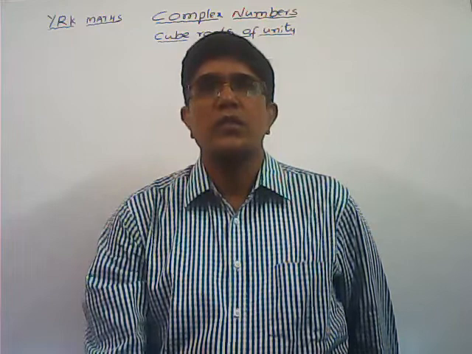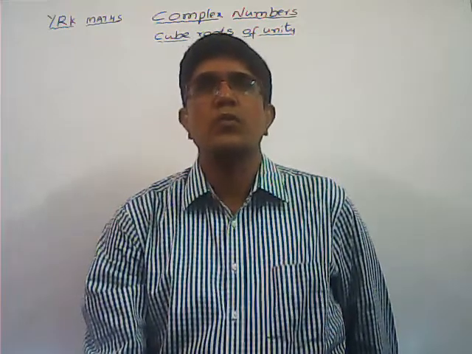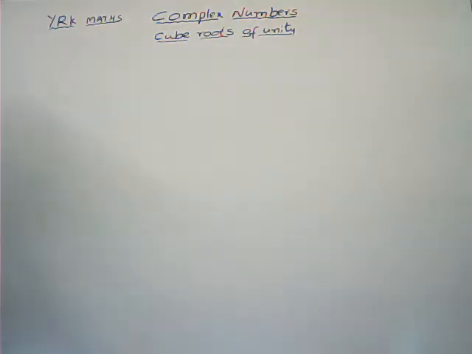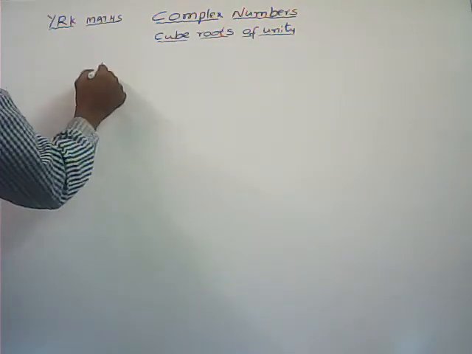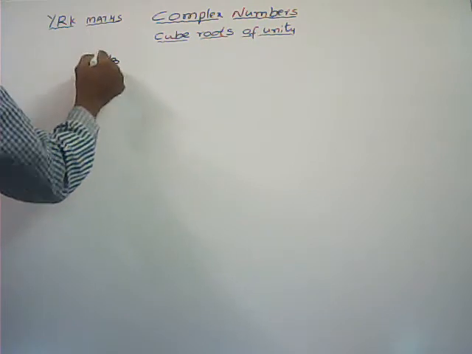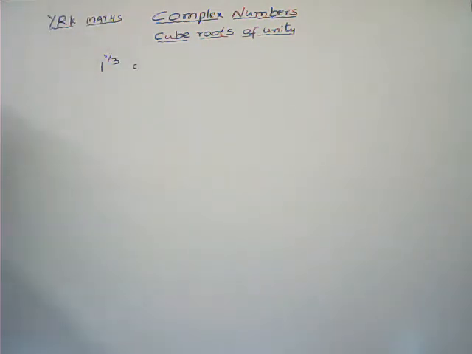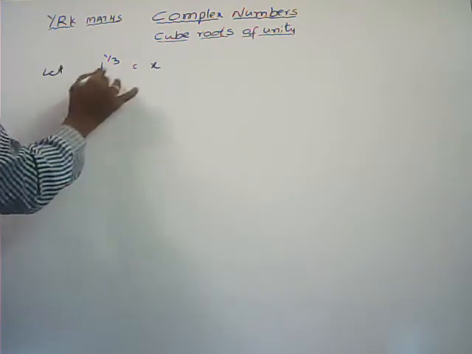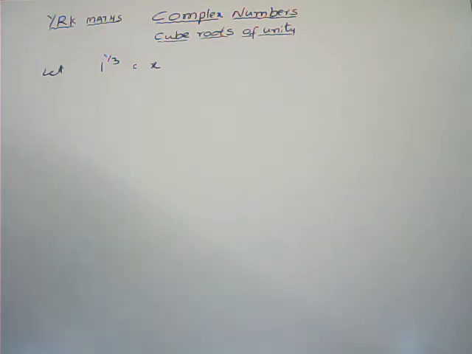In this video class, we will discuss cube roots of unity. Cube roots of unity means 1 power 1 by 3. Here I don't know what the cube roots of unity are, so let it be x. Let the cube roots of unity be x.